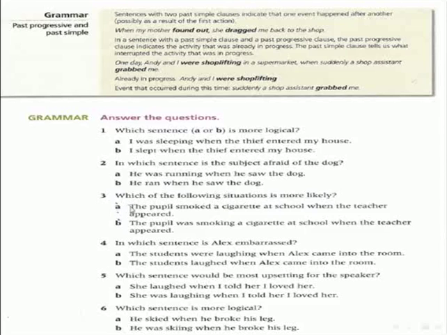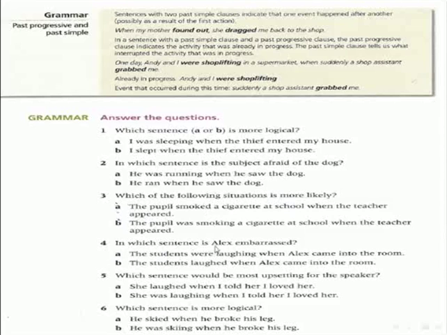Which one? A. The pupil smoked a cigarette at school when the teacher appeared. And B. The pupil was smoking a cigarette at school when the teacher appeared. Actually B. This one is more likely. The pupil was smoking a cigarette at school when the teacher appeared. Alright. More likely means correct.